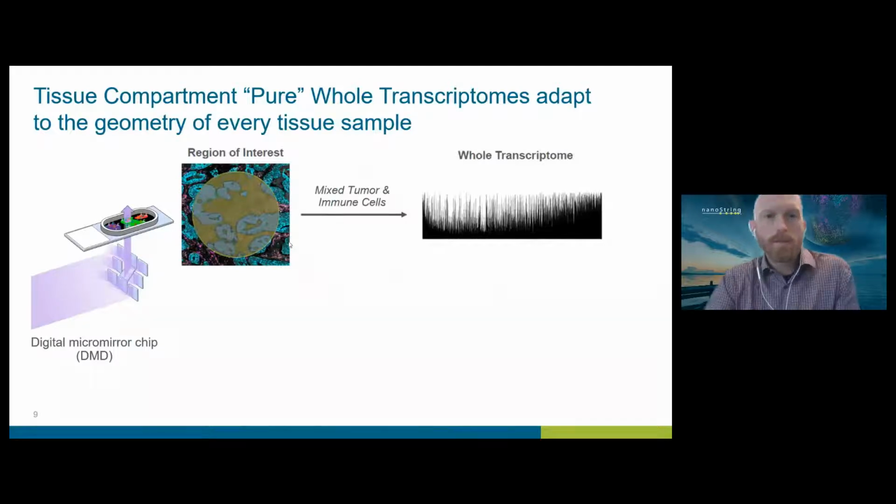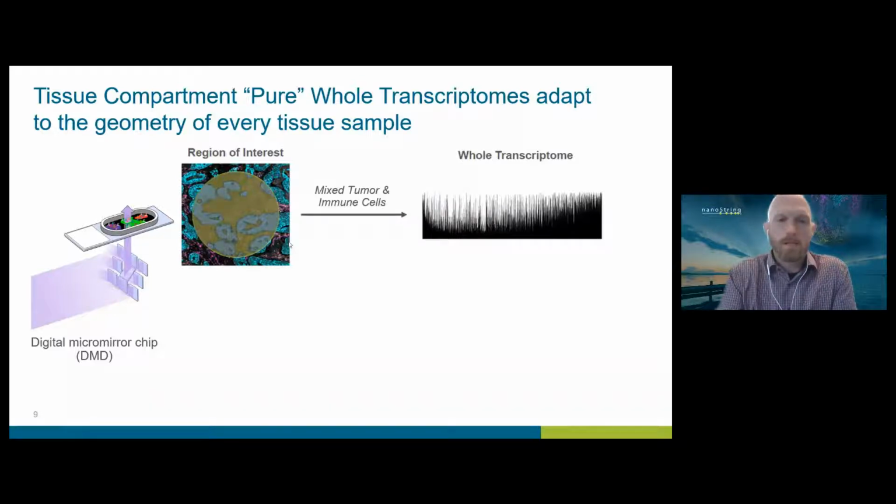So I want to dive a little bit more into the way in which we're selecting these regions of interest. We use a digital micromirror device to basically shape UV light to cleave the DSP barcodes from specific regions. So this allows us to be very precise in the compartments that we're selecting. And so you could do things like draw polygons and select circles and squares and irregular shapes of the regions you want. And so here I'm just showing an example where we've drawn a circle and we're getting out the whole transcriptome profile of that particular circle.